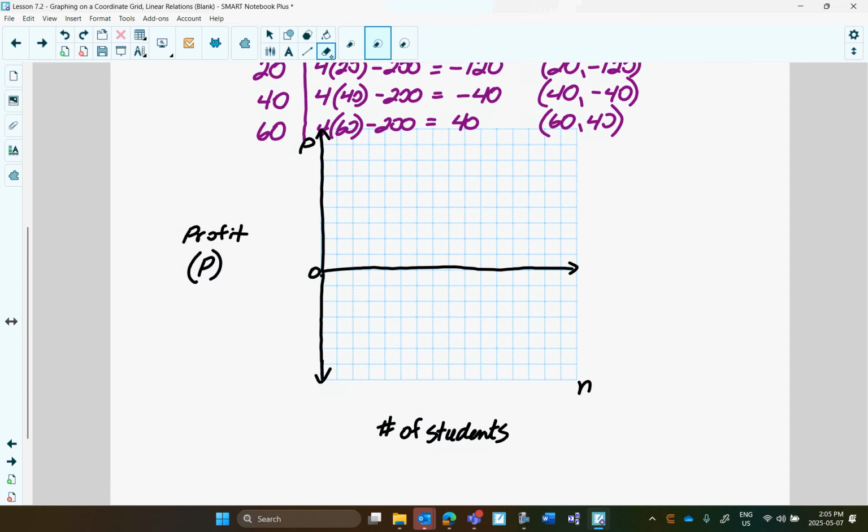Or actually, what do you want to go up by on the horizontal? Notice we got 20, 40, and 60. Okay, every one or every second one? Yeah, I would say every second one. Okay, so we'll go 20, 40, 60. So really, we're going up by twenties.